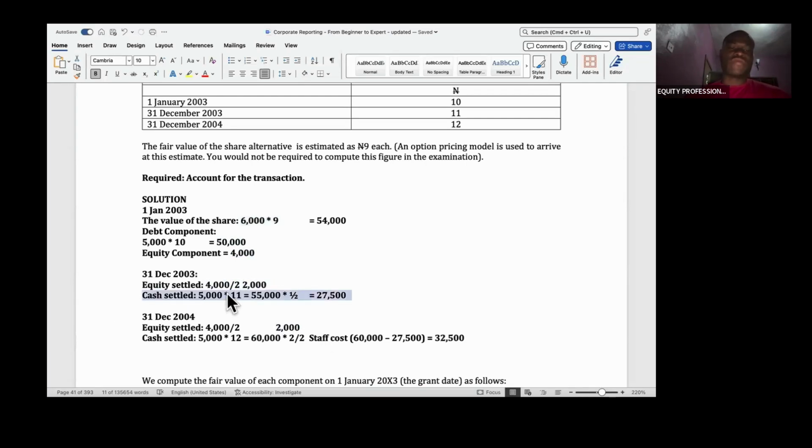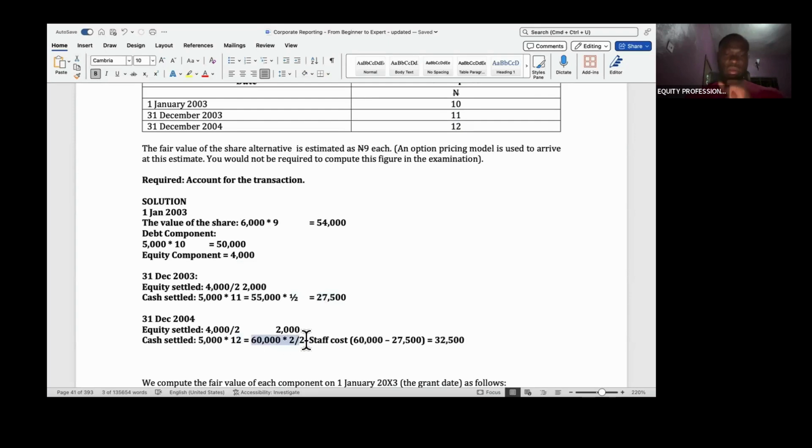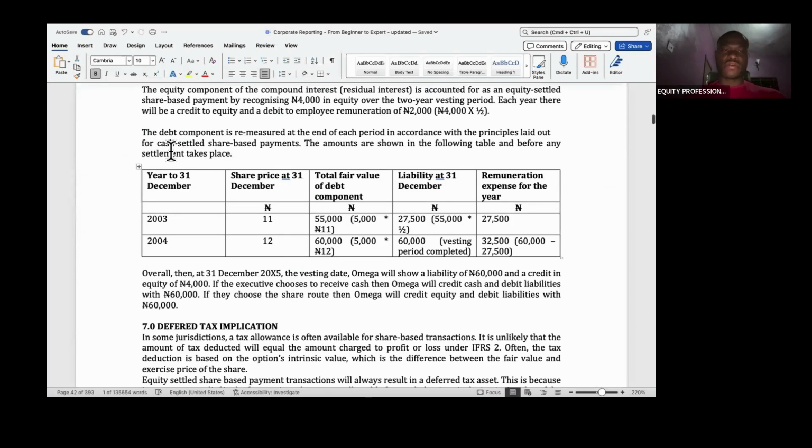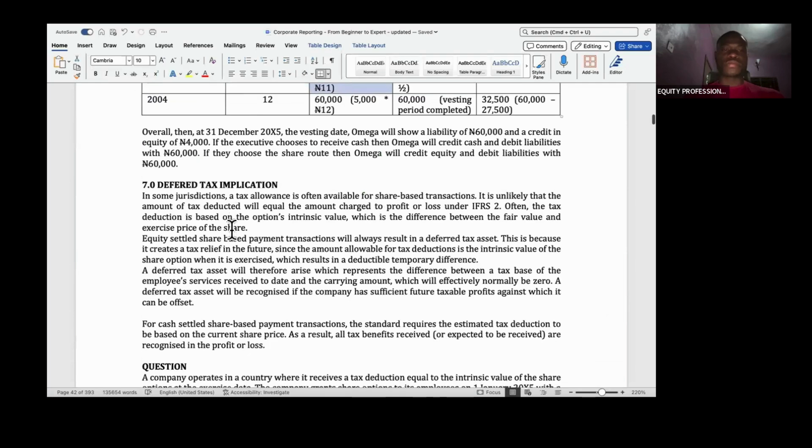For the cash settled, the value will be changing based on the share price at the end of each year. So in year one, 11 naira, so we prorated that. In year two, it is 12 naira. So while 60,000 goes to liability, the increment is what will go to staff costs. Okay, and the explanation is here, and of course, the workings is in your note also.